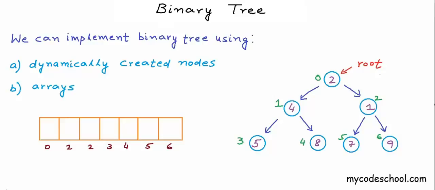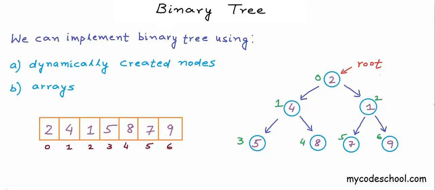Now I can create an array of 7 integers, and these numbers can be used as indices for these nodes. So at 0th position I'll fill 2, at 1st position I'll fill 4, at 2nd position we'll have 1, and I'll go on like this. We have filled in all the data in the array, but how will we store the information about the links? How will we know that the left child of root has value 4 and the right child of root has value 1?